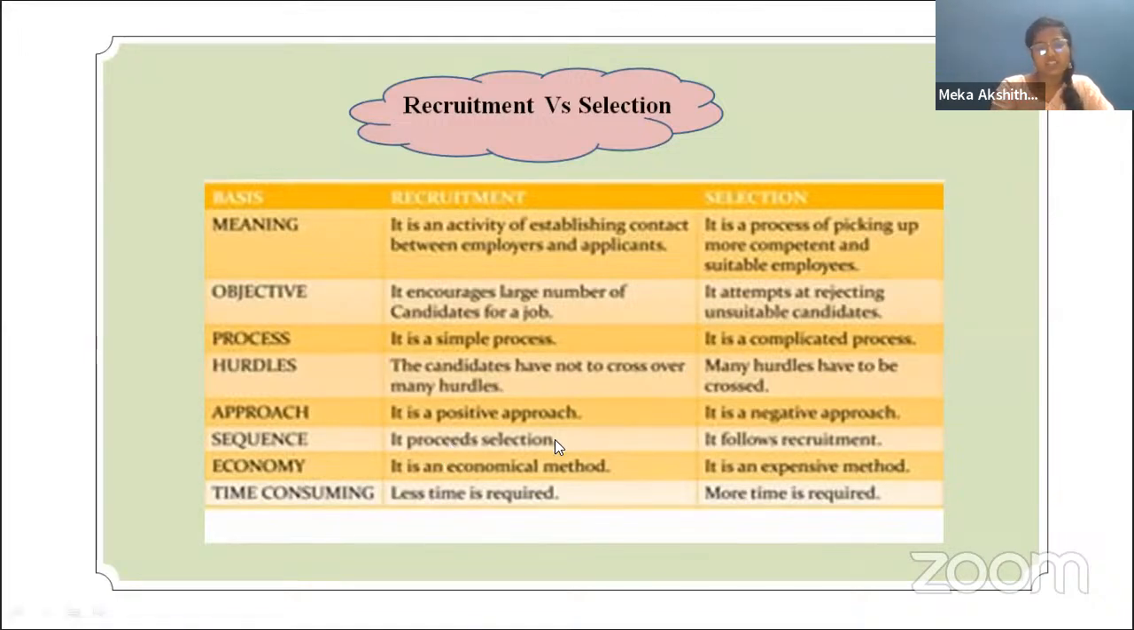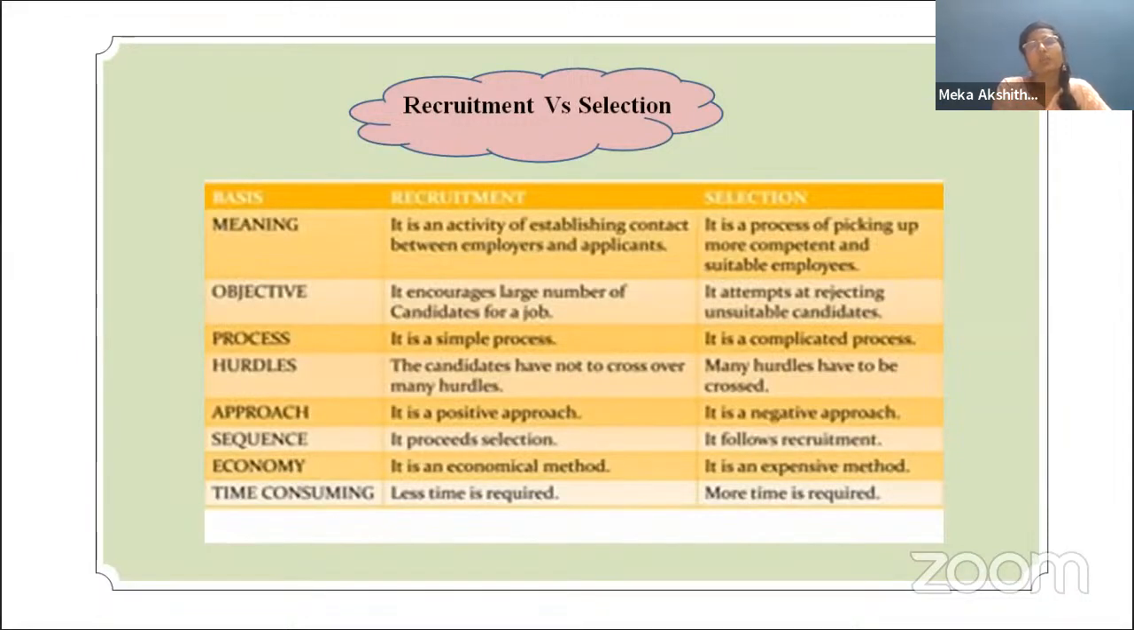So recruitment precedes selection, and selection follows recruitment. Also, as we are only taking in applications, recruitment is not very costly, right? There is not much to spend. But selection is an expensive method, because we have to arrange the medium in which the interview is conducted, the test materials, and background verification, where we use many different references. So for all that, it is an expensive method, and we have to set aside a certain cost.